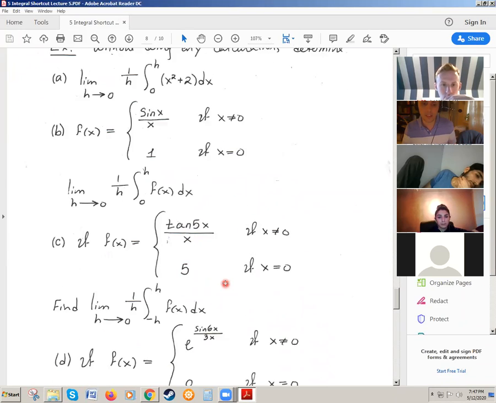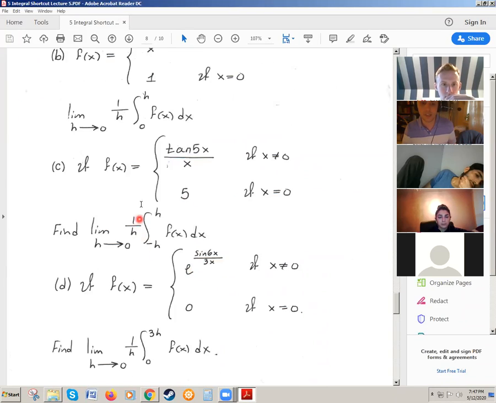What about this question, guys? So C: tangent of 5x over x. This is the limit. See if you can calculate it, and be careful. Look at it carefully. This time it's from negative h. So look at it carefully, and again, you can still figure it out perfectly.